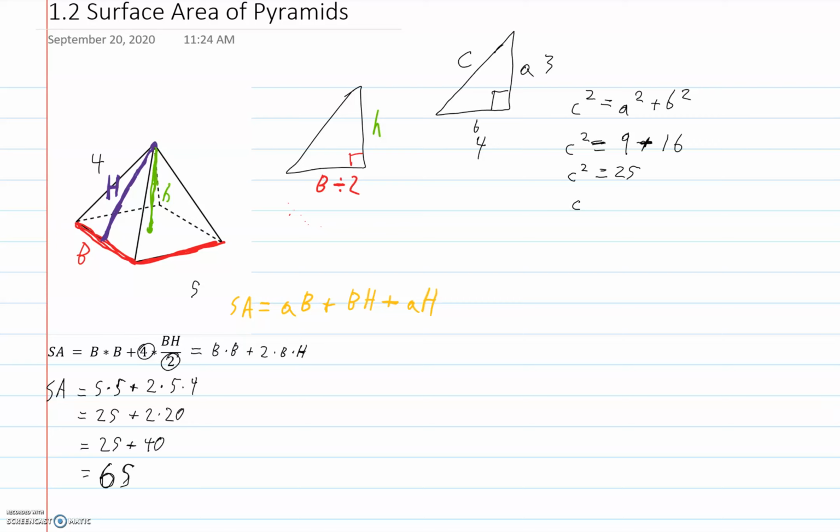Now, the opposite of exponents is square roots. So the square root is the opposite of the exponent 2. So we're going to take the square root of 25. And would you look at that? C equals 5. So if you draw this out and measure it, you'll actually find out that this is true, that if we have sides of 5, 3, and 4, then that will make a triangle.